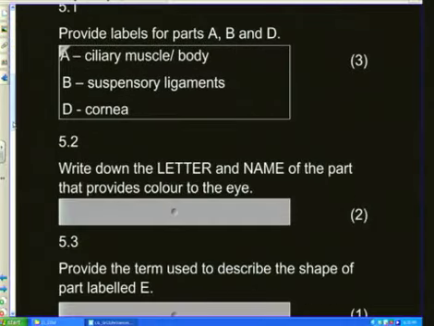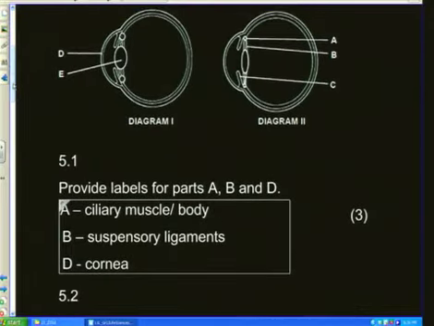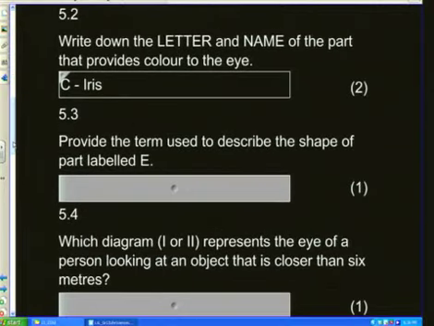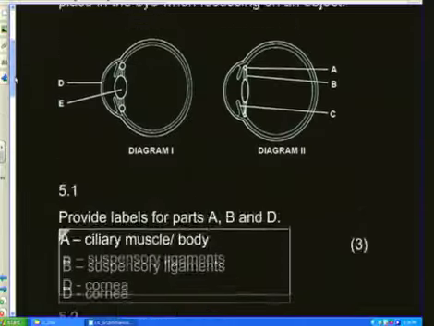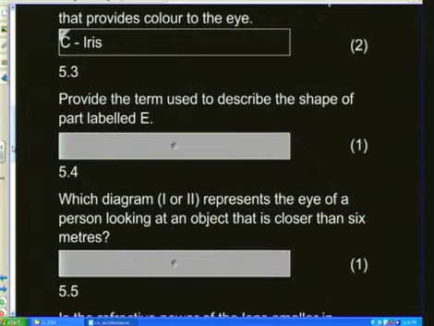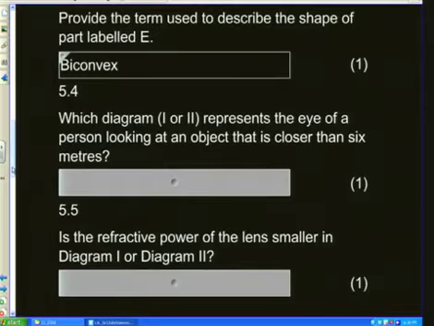Write down the letter and name of the part that provides color to the eye. That would be the iris, and the letter would be C in this diagram here. Iris. Provide the term used to describe the shape of part labeled E. Labeled E is the lens. In this particular diagram, that would be more convex, biconvex.